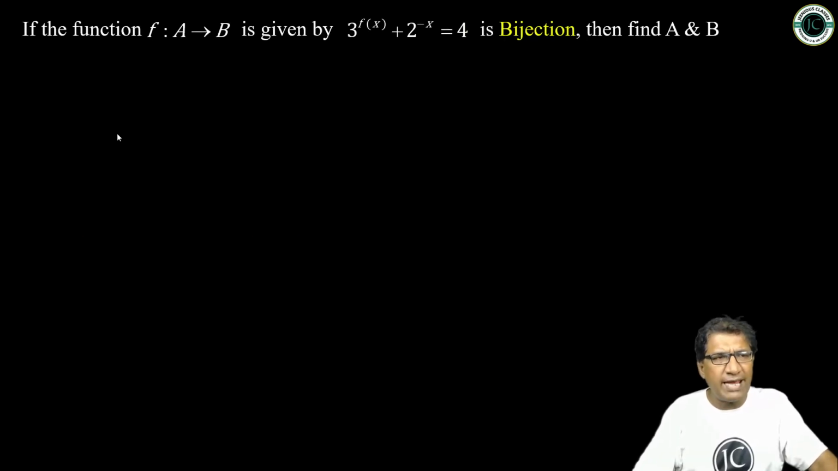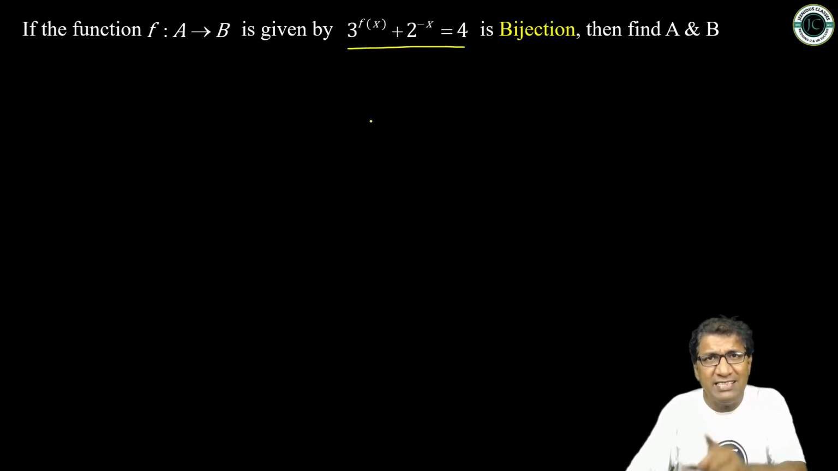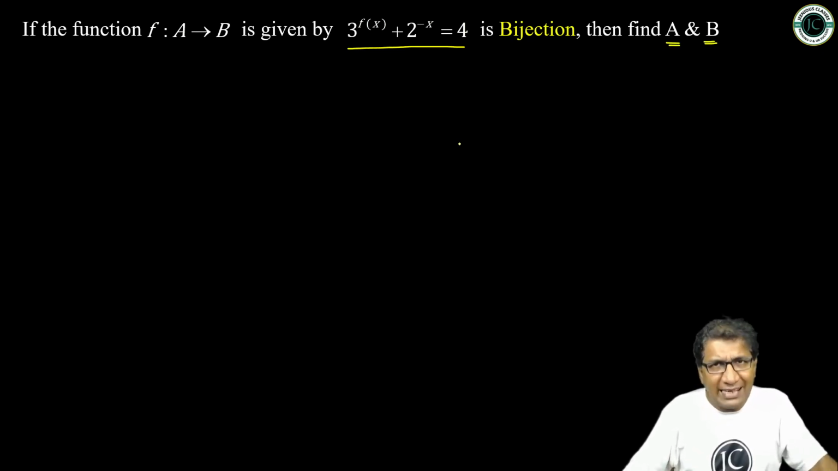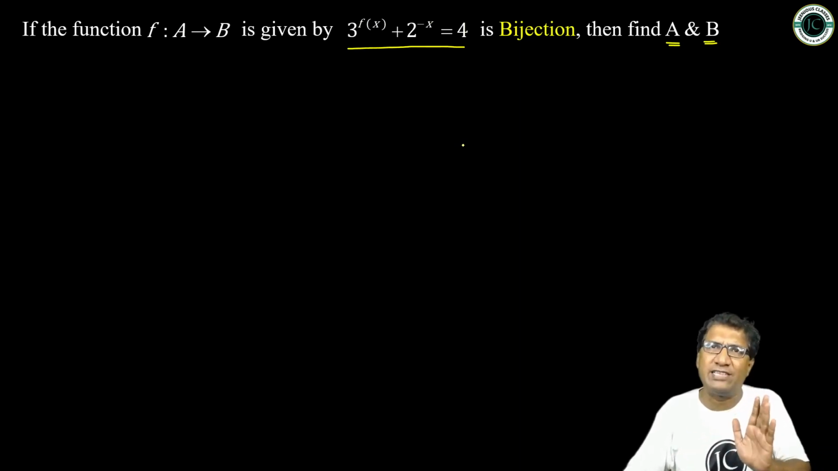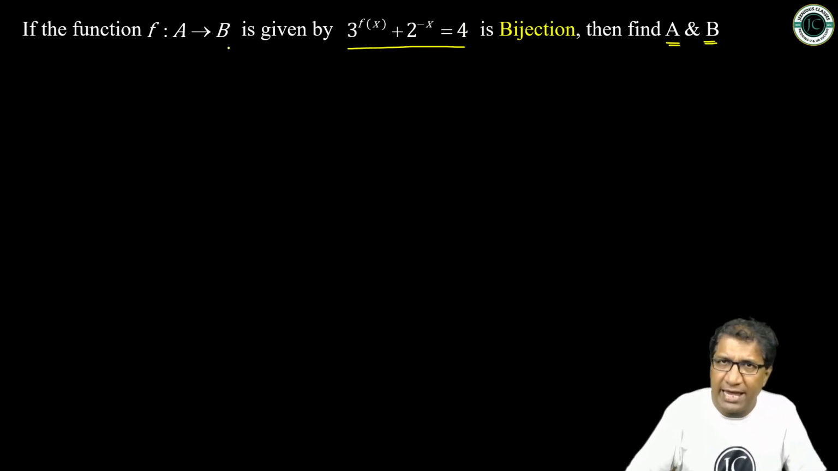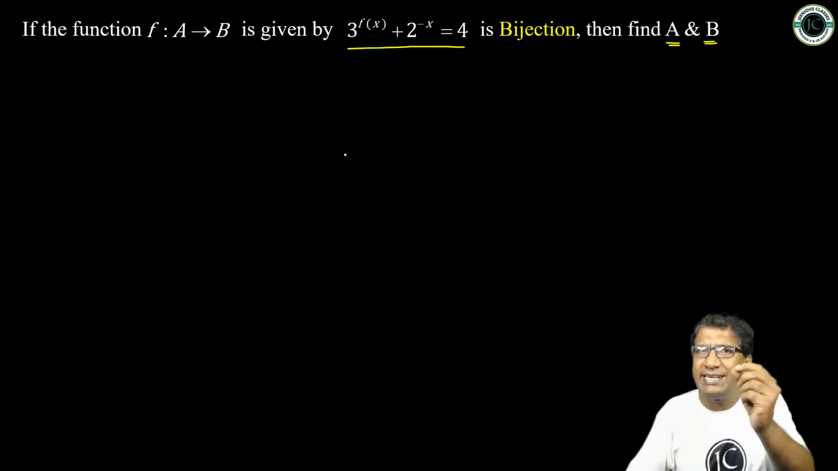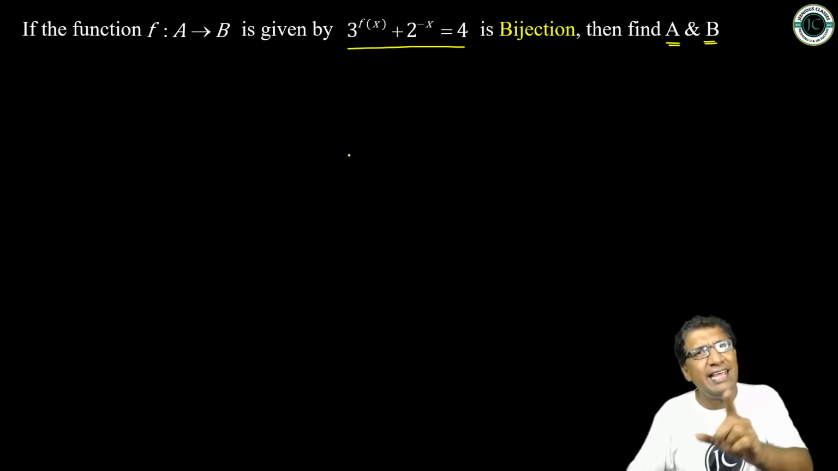In this question, they have said that a function f defined from A to B is given by this one, and is a bijection. Bijection means it is one-one as well as onto. So we have to find out what set A and set B are. That is, in one word, they have said to find out its domain and range. Because as the function is bijective, its codomain B will be equal to its range. So it is required to find the domain A and the range B.